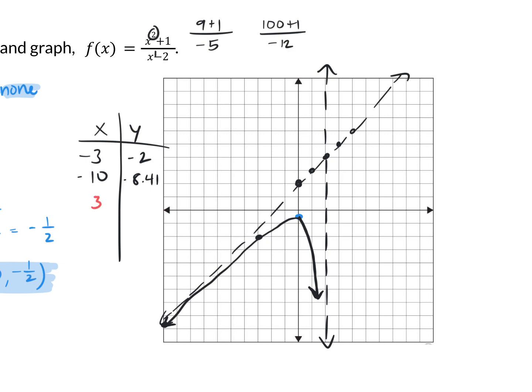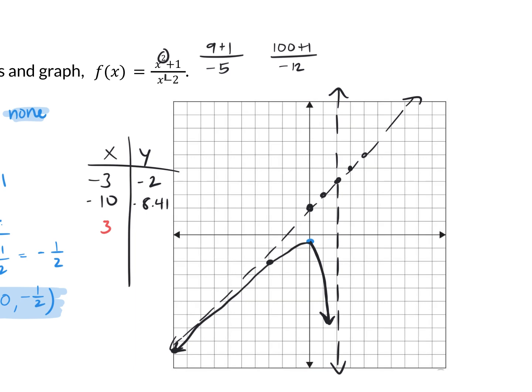Let's plug in 3. And I would get 10 on top and 1 on bottom. So at 3, my point is going to be at 10. There's a 10 by 10 grid, so it goes all the way up to the top.